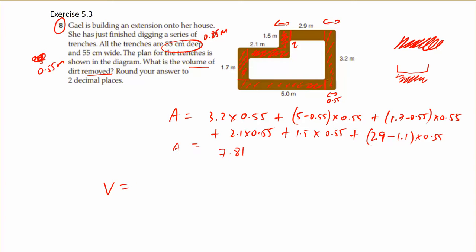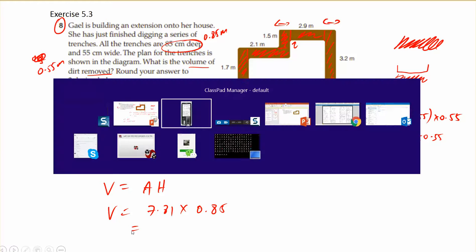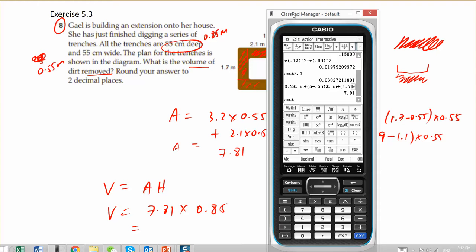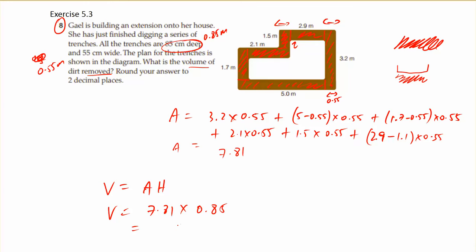Now the volume. This is the area of the brown. We haven't accounted for the depth. The depth is 0.85. So volume is given by the area times the height. Volume is 7.81 times 0.85 deep. So let's work this out. Final calculation, fingers crossed. You times your previous answer by 0.85. Should get 6.64 meters cubed, because it's a volume.